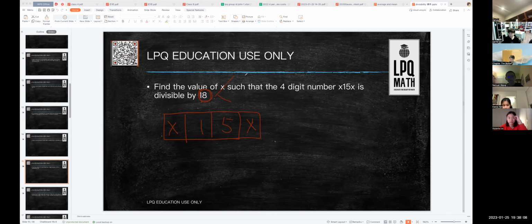没有学过 18, 但是我们学过什么? 2 times 9. 2 times 9, very good. Why 3 times 6 cannot be used? Because 3 and 6 are not prime to each other, they have the same factor, very good. Okay, everybody, I already helped you, okay? So find the possible value of x, okay? Remind you, x and x must be equal to each other. 不能这里是一,这里是六,对不对?就不对了啊,这个x represent the same number.